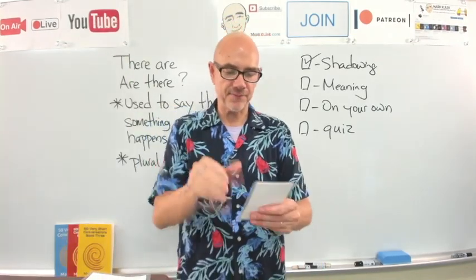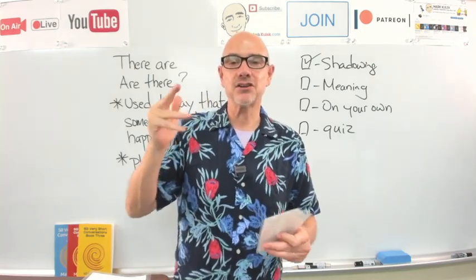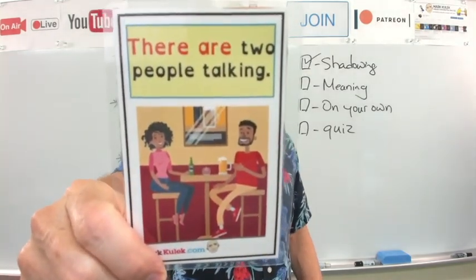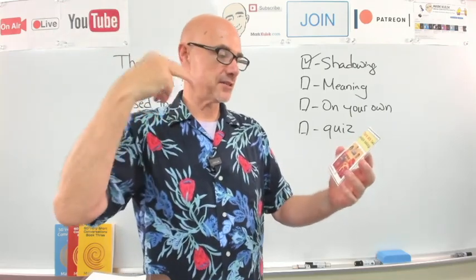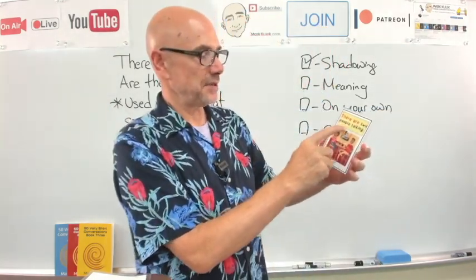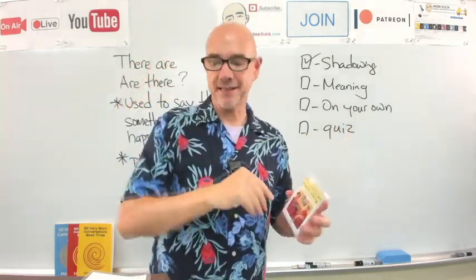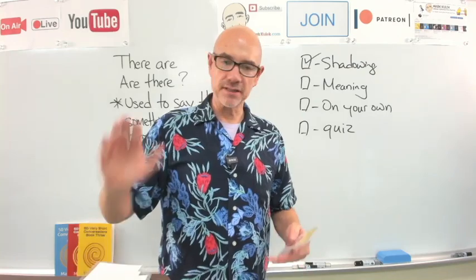Okay, number five. There are two people talking. Again, people is the plural of person. One person, two people, three people, and so forth. So we have two people, they exist. It's plural, people. And what are they doing? They are talking. There are two people talking. Yes, there are. They are talking. Yes, they are.